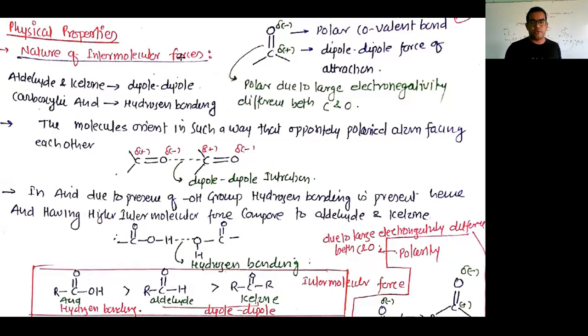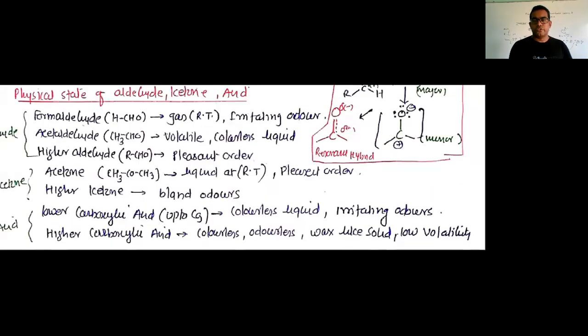Here you just see this dipole-dipole interaction shown in this diagram, and here hydrogen bonding is shown. So in this way we can say that in aldehyde and ketone the intermolecular force consists of dipole-dipole interaction, but in case of acid the major force is hydrogen bonding, and hence hydrogen bonding is stronger compared to dipole-dipole interaction. Always keep this in mind. Next we move on to the physical state of aldehyde, ketone and acid. The first thing, you just observe.